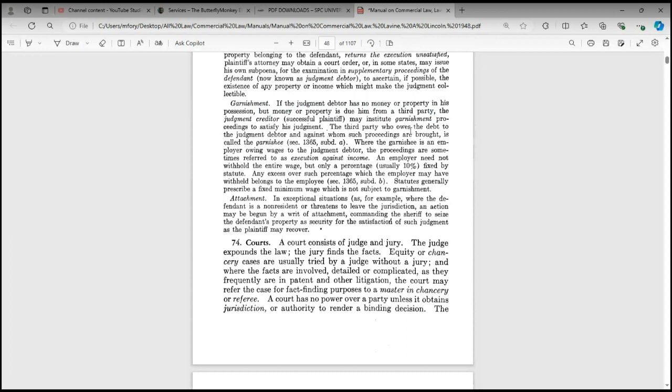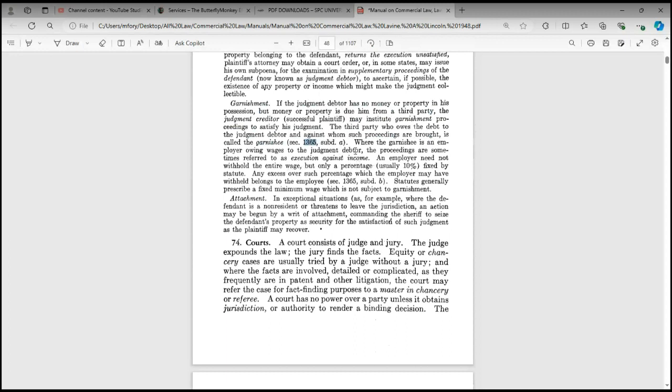The third party who owes the debt to the judgment debtor and against whom such proceedings are brought is called the garnishee. So this is what they do to your employer, to your job. The question is, are they authorized to do that? By what law or by what authority, or do they have to do that for your employer to garnish you? They got another section, 1365, coming up for that. I kind of want to look at it right now.